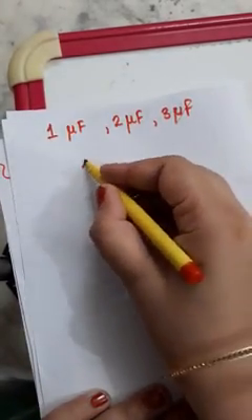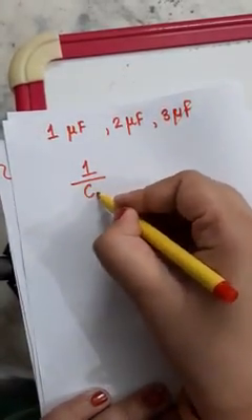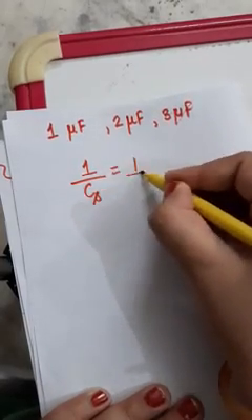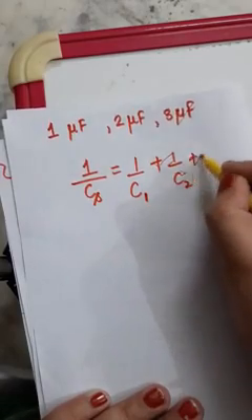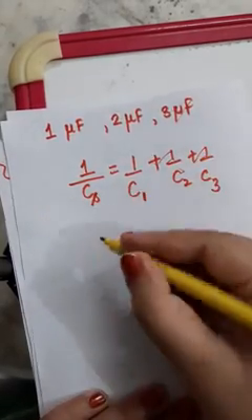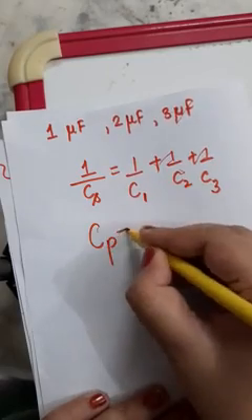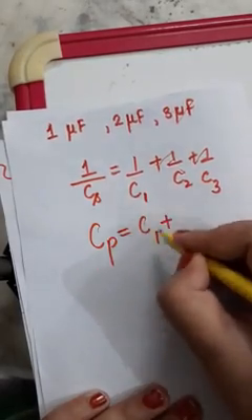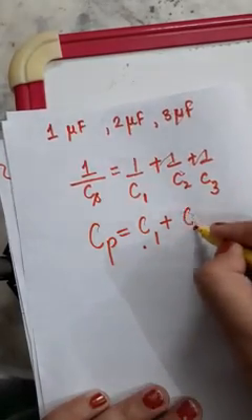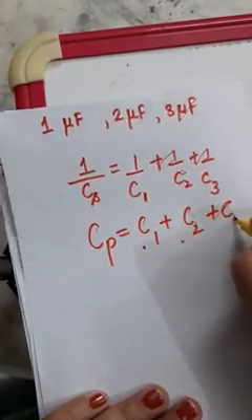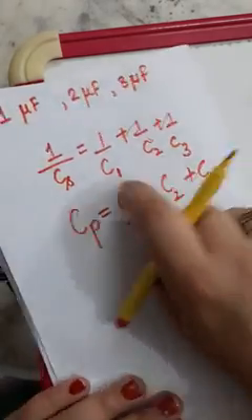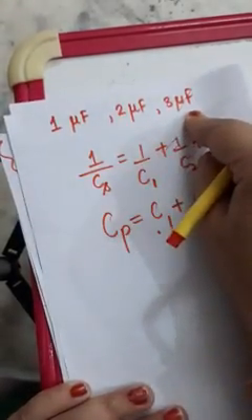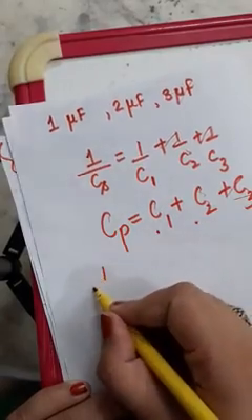capacitance would increase? See, we know that capacitance in series is given by 1 by Cs equals 1 by C1 plus 1 by C2 plus 1 by C3, and capacitance in parallel is given by capacitance 1, capacitance 2, capacitance 3, and we need to take the sum of them. Okay, so first of all they are connected in series. So what is the overall capacitance?